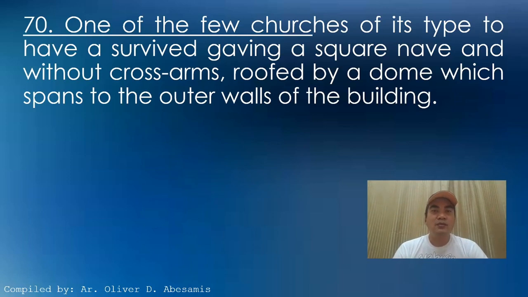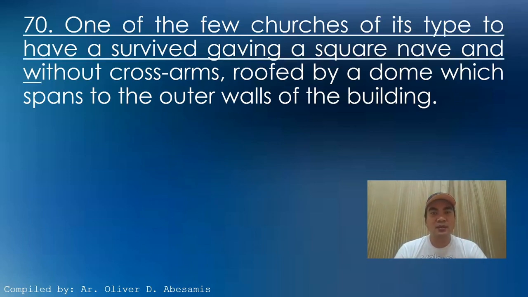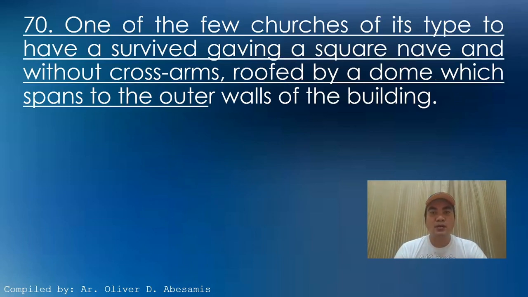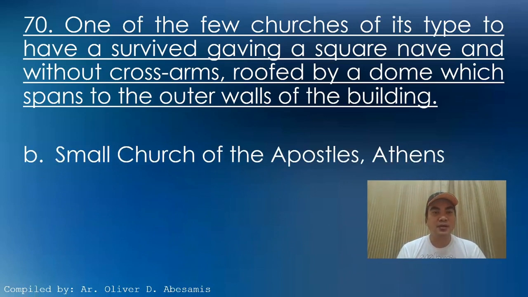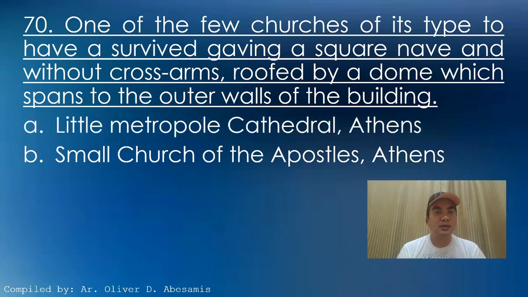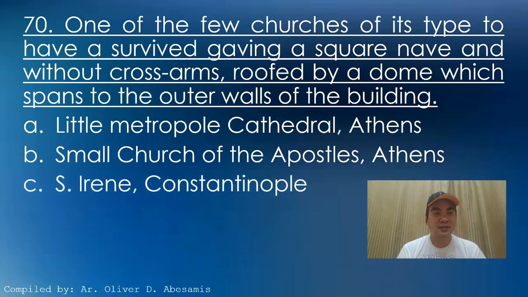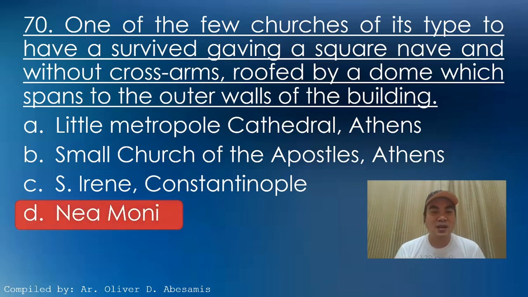70. One of the few churches of this type to have survived, giving a square nave and without cross arms, roofed by a dome which is spanned to the outer walls of the building. A. Small Church of the Apostles, Athens. B. Little Metropole Cathedral, Athens. C. Irene, Constantinople. D. Nea Moni. Answer. D. Nea Moni.